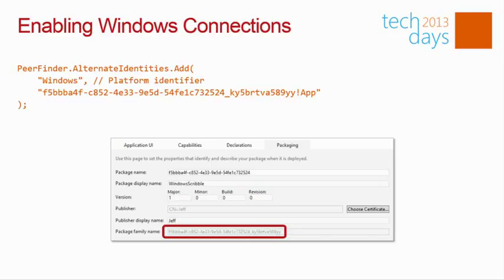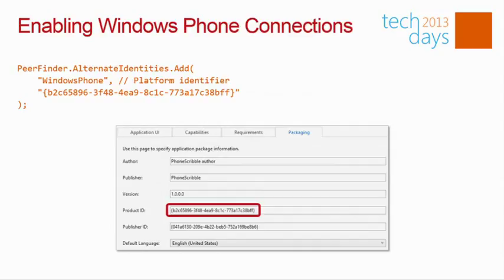Now, if you're a Windows Phone app, the alternate identity for a Windows 8 app on another device is a string that is the package family name of that Windows 8 app, which you can get from the project manifest with some special characters appended at the end: an exclamation mark followed by APPP in the exact case that you see right here.